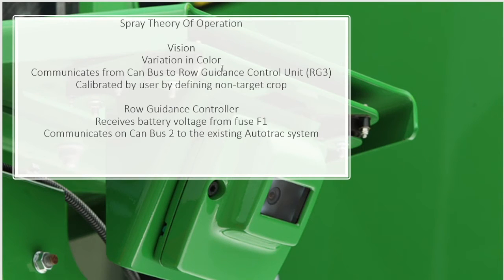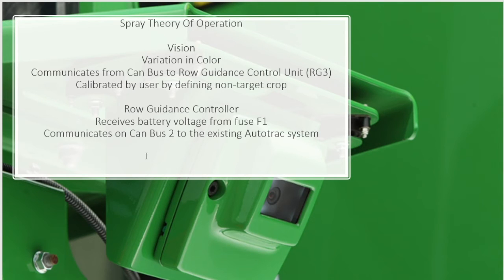So the theory of operation for Vision, it's running off variation in color. So it sees either the ground being brown or the green of the crop color. It communicates from CAN bus to the row guidance controller unit, which is what we refer to as the RG3. It's calibrated by the user by defining non-target crops. So what that means is we're going to calibrate it in a good area of the field where there's not a lot of weeds, so that way we can get a good variation in color.